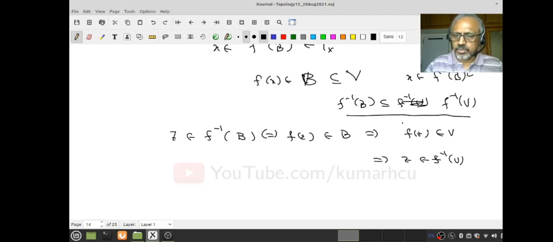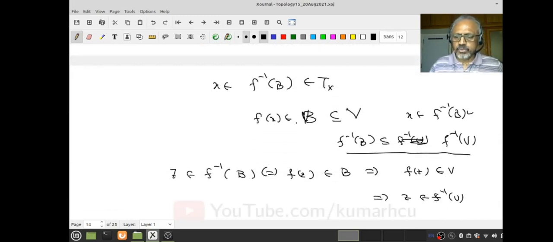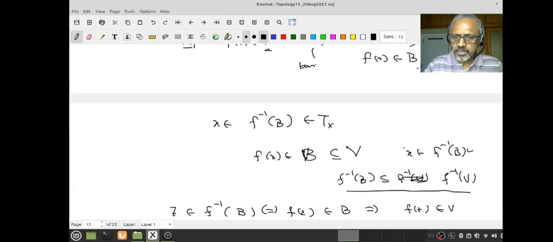So please pay attention. I want to show f inverse V is open. You gave me an x. Then what do I have to do? I have to find an Ux. What is the Ux? That's what I'm saying. So what do I do? Let us look at f(x), that is in V. Therefore there is a basic element B in the basis of Y. Therefore f(x) belongs to B. Right? So this is okay. This f inverse B is open. Now this f inverse B is my Ux. Okay, I already know x is here. That's what I showed.